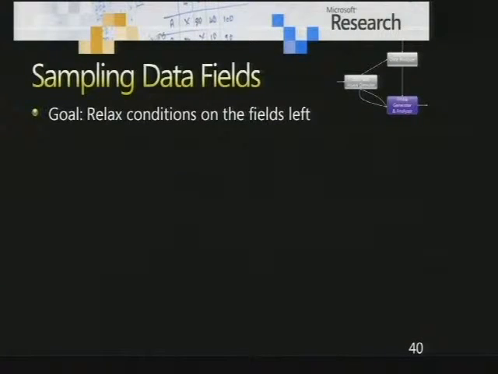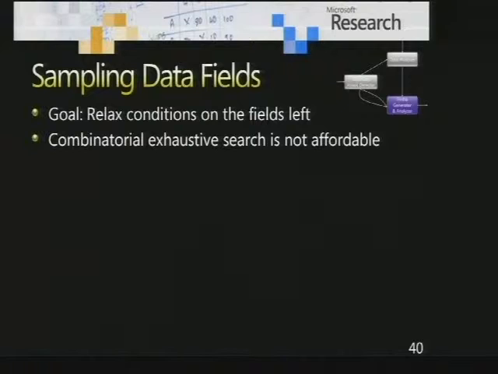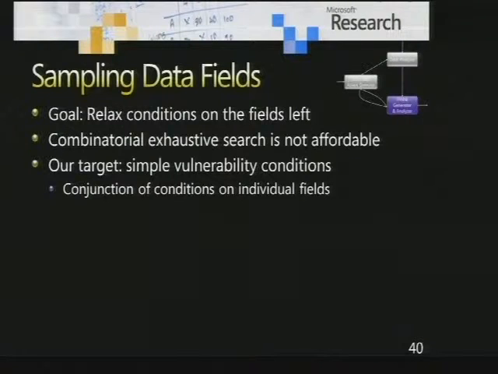And the last step in probe generation is sampling data fields. The goal here is to relax the conditions on the fields left after we remove the irrelevant records. The problem is combinatorial: exhaustive search is not feasible, because even a 4-byte field has 2 to the 32 possible values. And our target is to derive simple vulnerability conditions. In other words, we want to find a conjunction of conditions on individual fields.